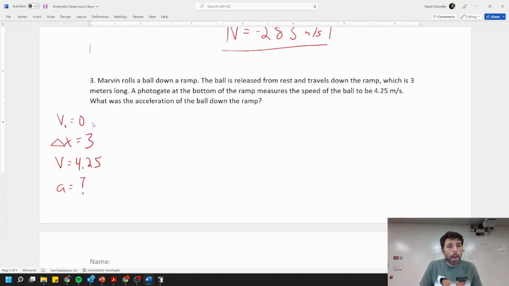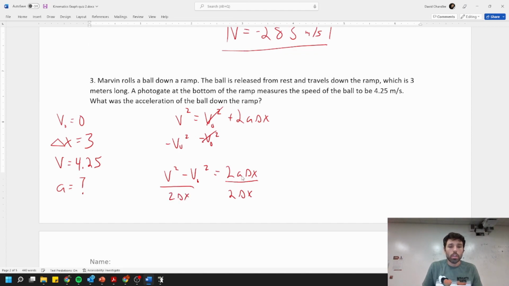So we're going to calculate acceleration here. All right, so I'm going to use the expression. Again, I'm missing time, so I'm going to use v squared equals v naught squared plus 2a delta x. I'm going to solve for the a here. So I am going to subtract v naught squared from both sides. These cancel. I get v squared minus v naught squared equals 2a delta x. I'm going to divide by 2 delta x, both sides. The 2's cancel. Delta x cancels. I'm left with a equals v squared minus v naught squared over 2 delta x.